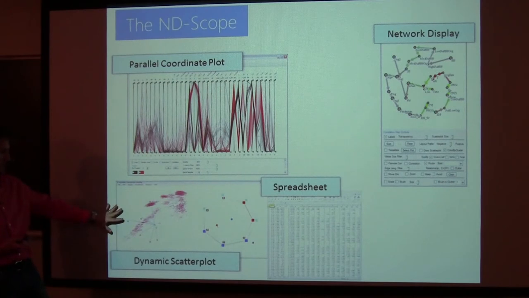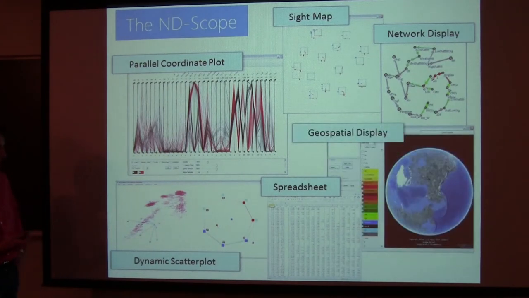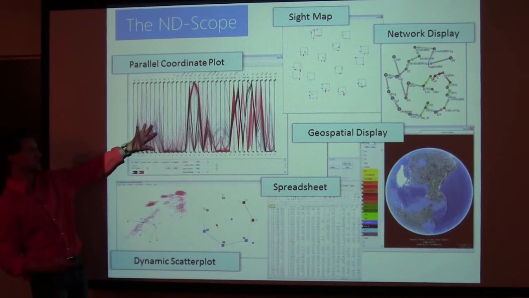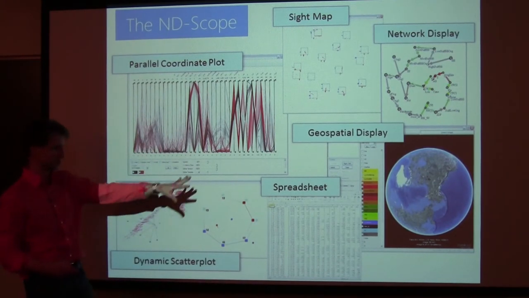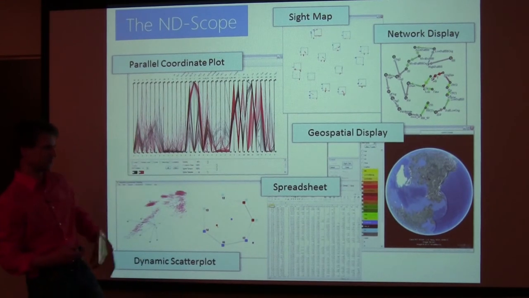And here is the dynamic scatter plot that I showed you before to see clusters. And then the site map and the geospatial display are also there. They're all linked together, so you can start finding clusters here and immediately see them here, and if they have a spatial reference, you can see them here too. So all of this is interconnected.